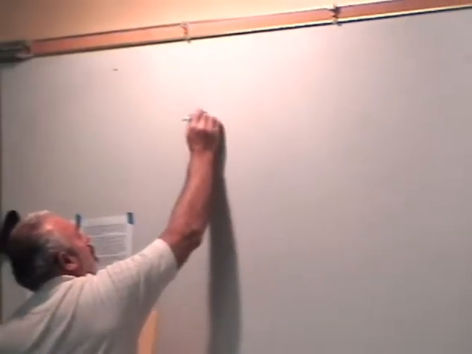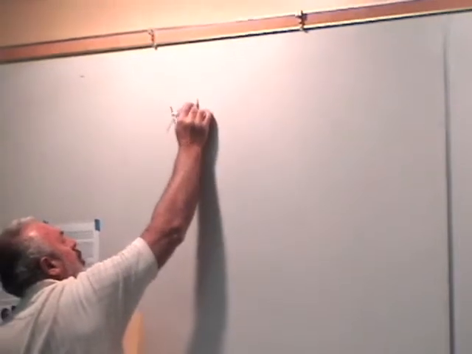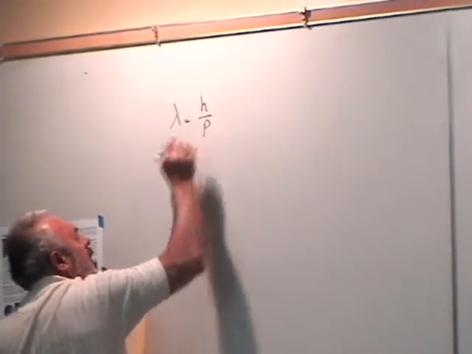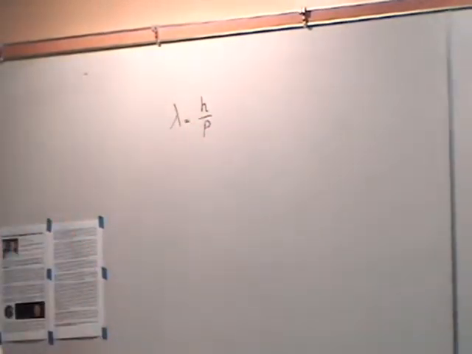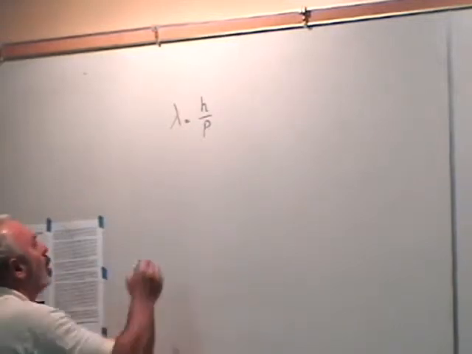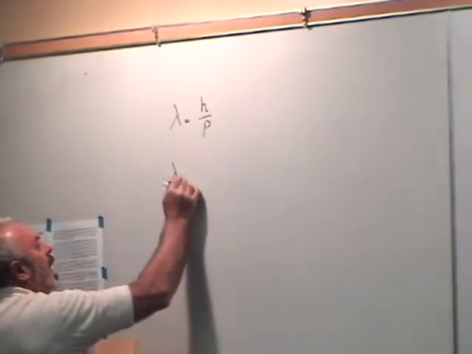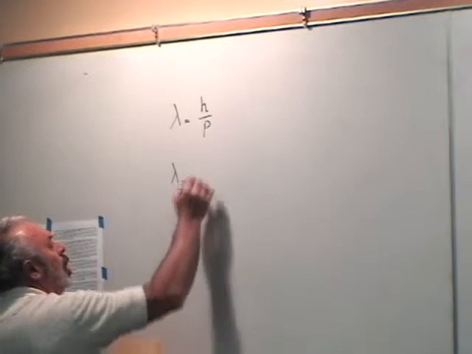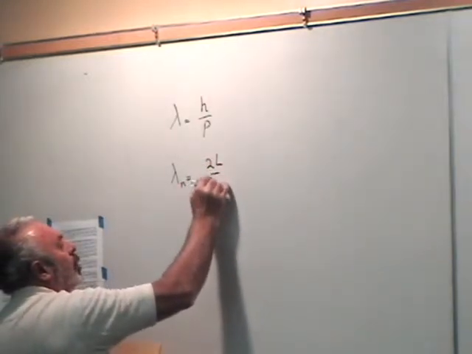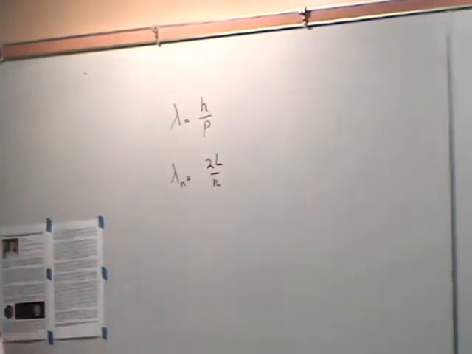First, a very, very quick review. This all got started with our lectures on de Broglie, so I'm just going to put down as a review something we just had on the board. Lambda is equal to h over p. That was the de Broglie hypothesis. Later on, we found out that lambda sub n is equal to 2L over n. That's the particle in the box.